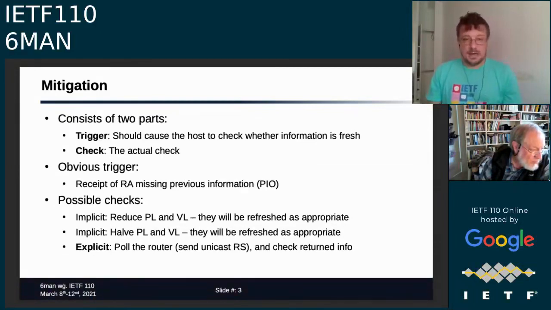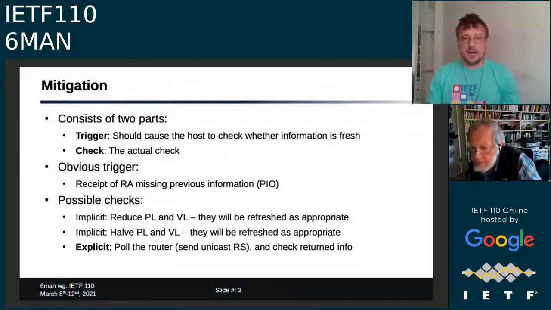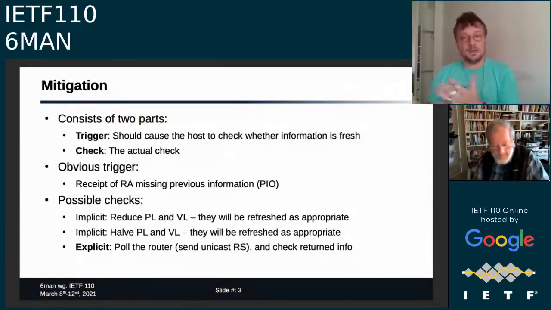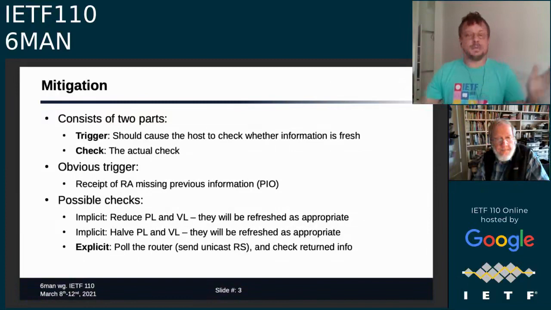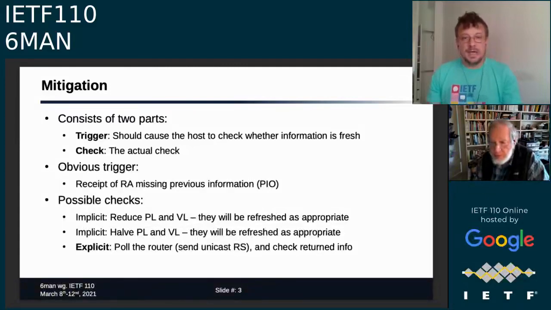There is another option, which is also kind of an implicit check, which is, for example, when you receive an RA and it's missing information, rather than do a more aggressive reduction of the lifetimes, you for example halve these lifetime values. So the reduction won't be that aggressive, but you will eventually reduce the lifetime exponentially. Okay.